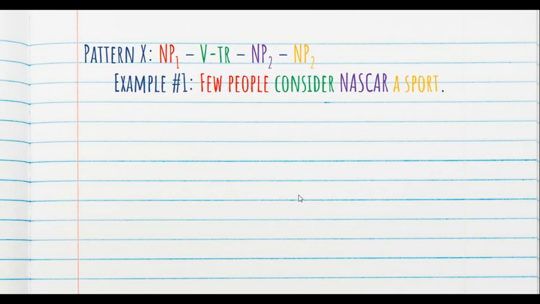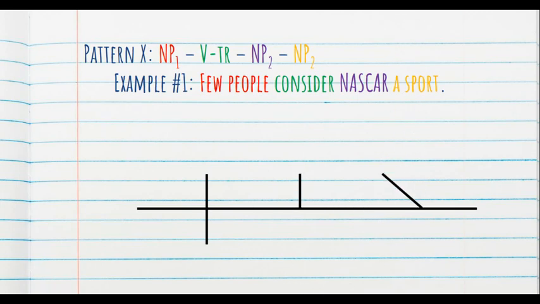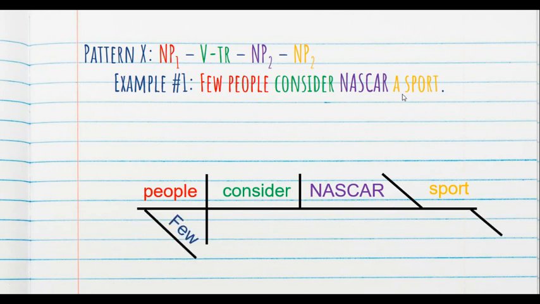So here's an example. Few people consider NASCAR a sport. All right, so I can see my parts of the sentence here. I'm just going to build it ahead of time. I know that people is going to be my subject. Consider is going to be my action verb. My direct object, people consider what? Naturally, the direct object is NASCAR, and they consider NASCAR a sport. And then we say it's few people and a sport.